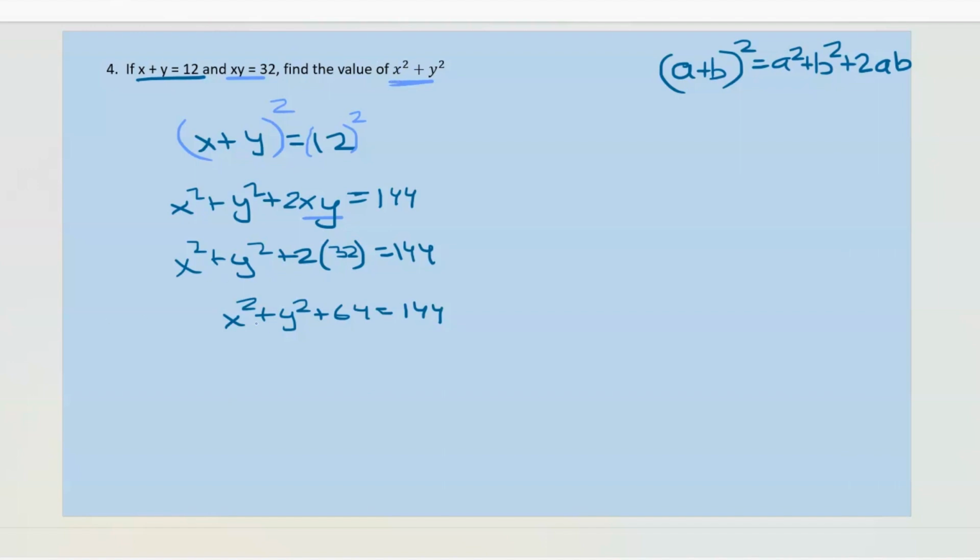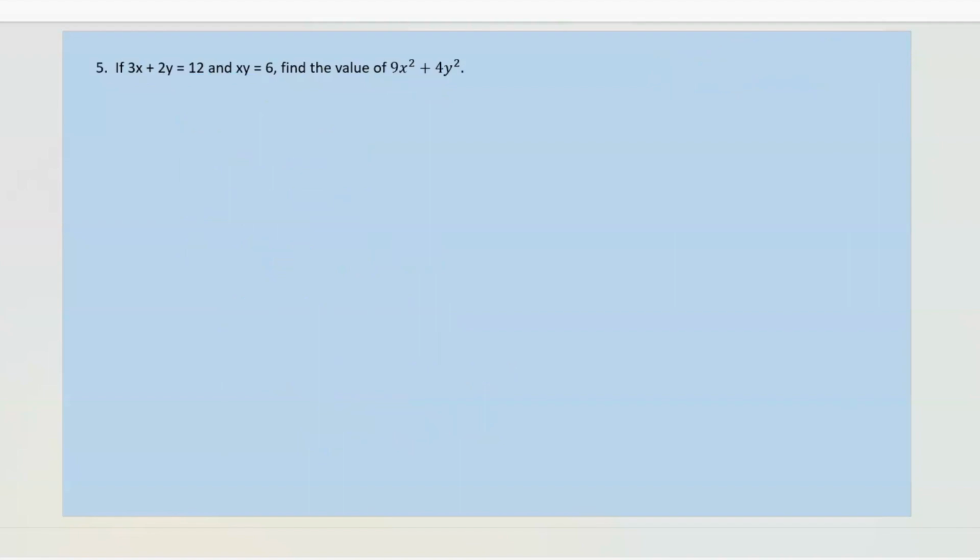x squared plus y squared is what we wanted. So x squared plus y squared equals 144 minus 64. And then 144 minus 64 is going to be 80, which is also what we got just using our normal brain, instead of doing the whole formula way. So that is our answer. Again, pretty simple, but if you don't really have practice, it could be a bit hard and tough.